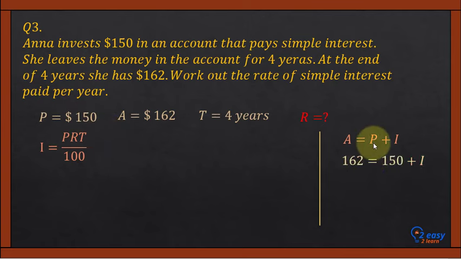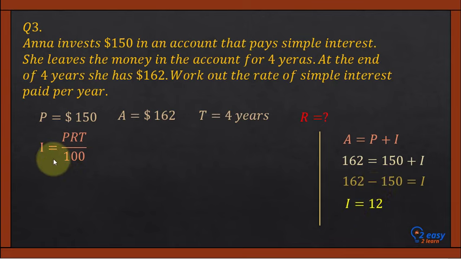Plug in these values in this expression. 162 is equal to 150 plus I. So shift 150 to the left hand side. 162 minus 150, so I is equal to $12. It means the simple interest is $12.